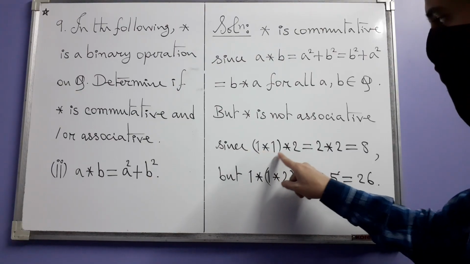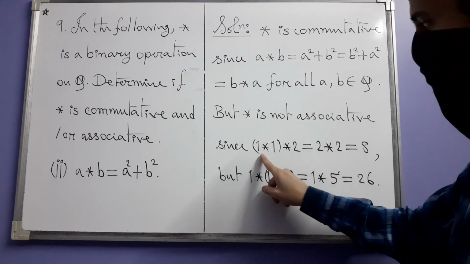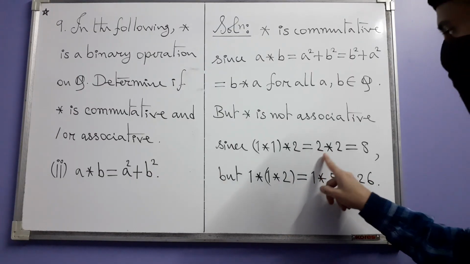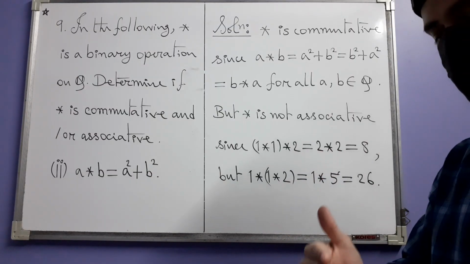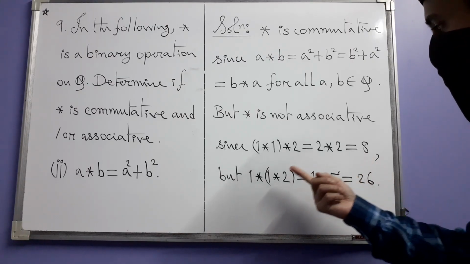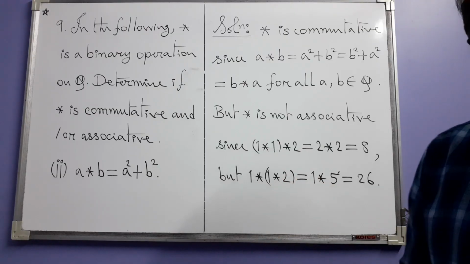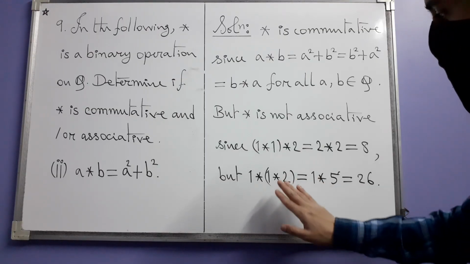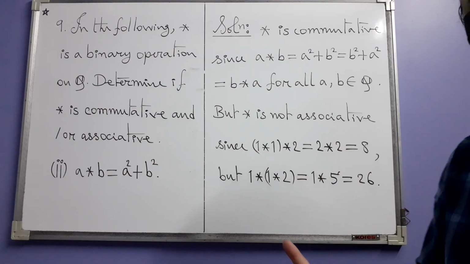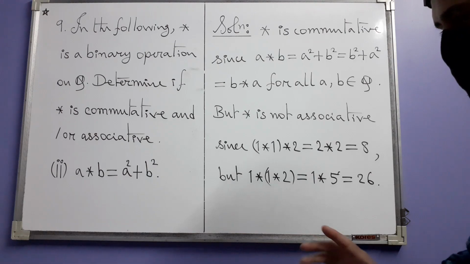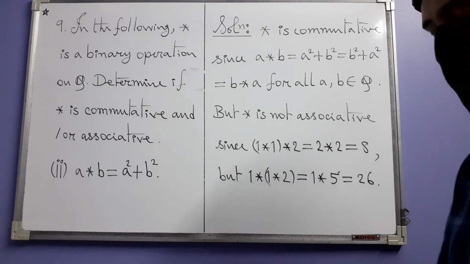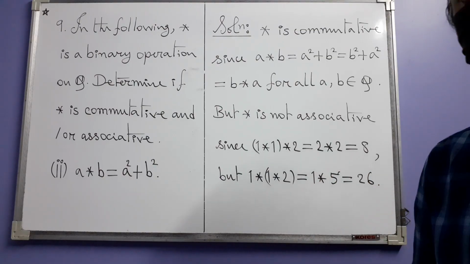Again, you take 1 star 1 star 2. What is this 1 star 1? 1 squared plus 1 squared. That means 2. So now you have 2 star 2. 2 squared plus 2 squared is 4 plus 4. That is 8. Whereas if you consider this other combination, 1 star 2 star 2, here you have to calculate 2 star 2 first, which means 1 squared plus 2 squared. That is 5. So you see that everything is now going to change. And then this one is 1 squared plus 5 squared. That is 26. They are not the same.